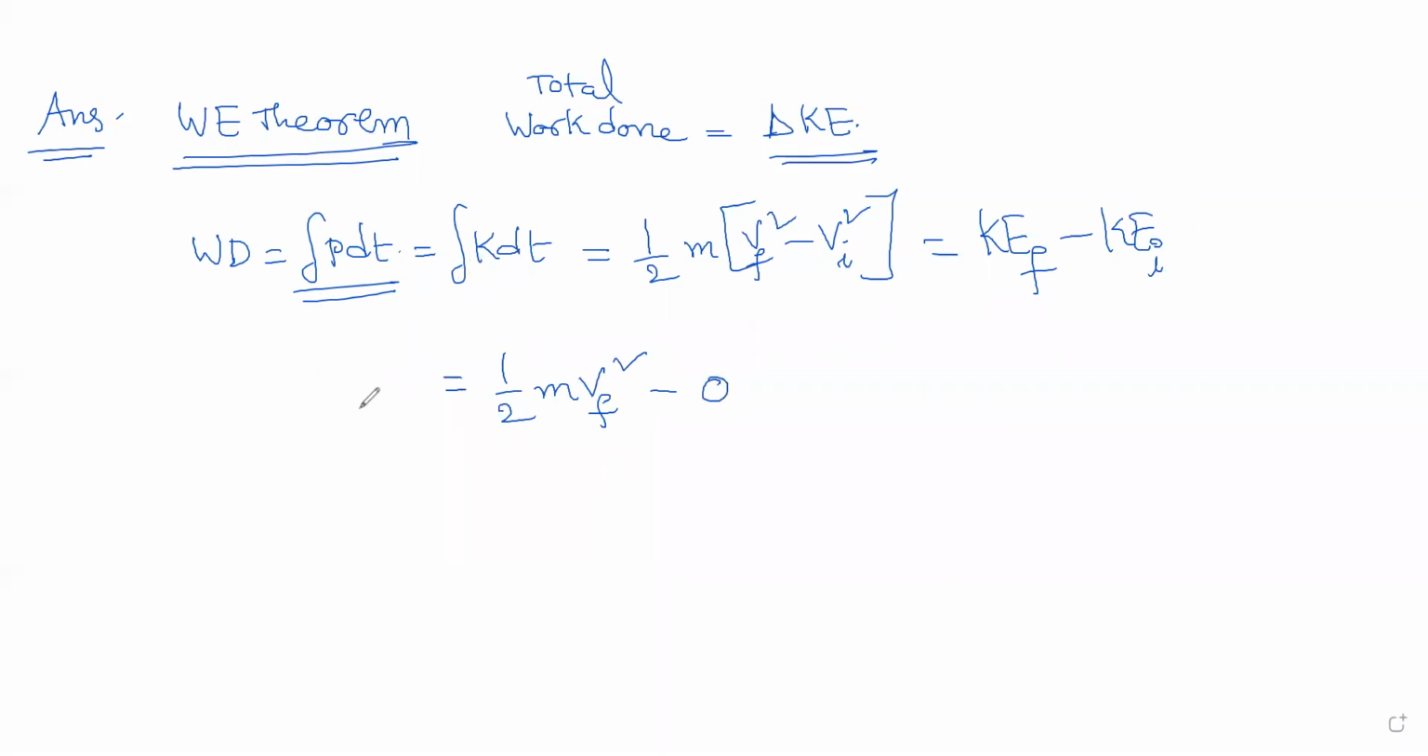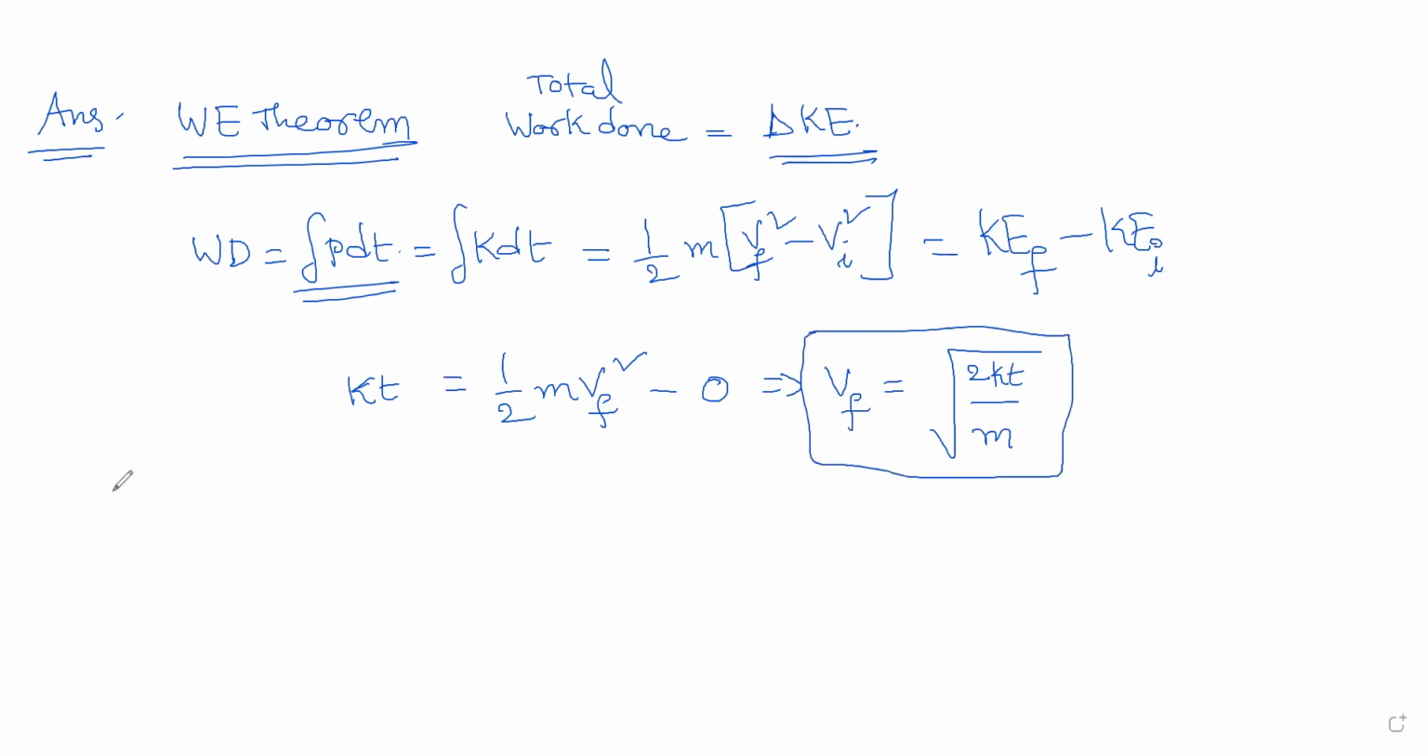And now integral k dt is equal to kt. So this is what I have. The final equation works out to be like this. From this I can find the final velocity. Thus the final velocity is given by square root of 2kt divided by m. This is what I get as the final velocity.